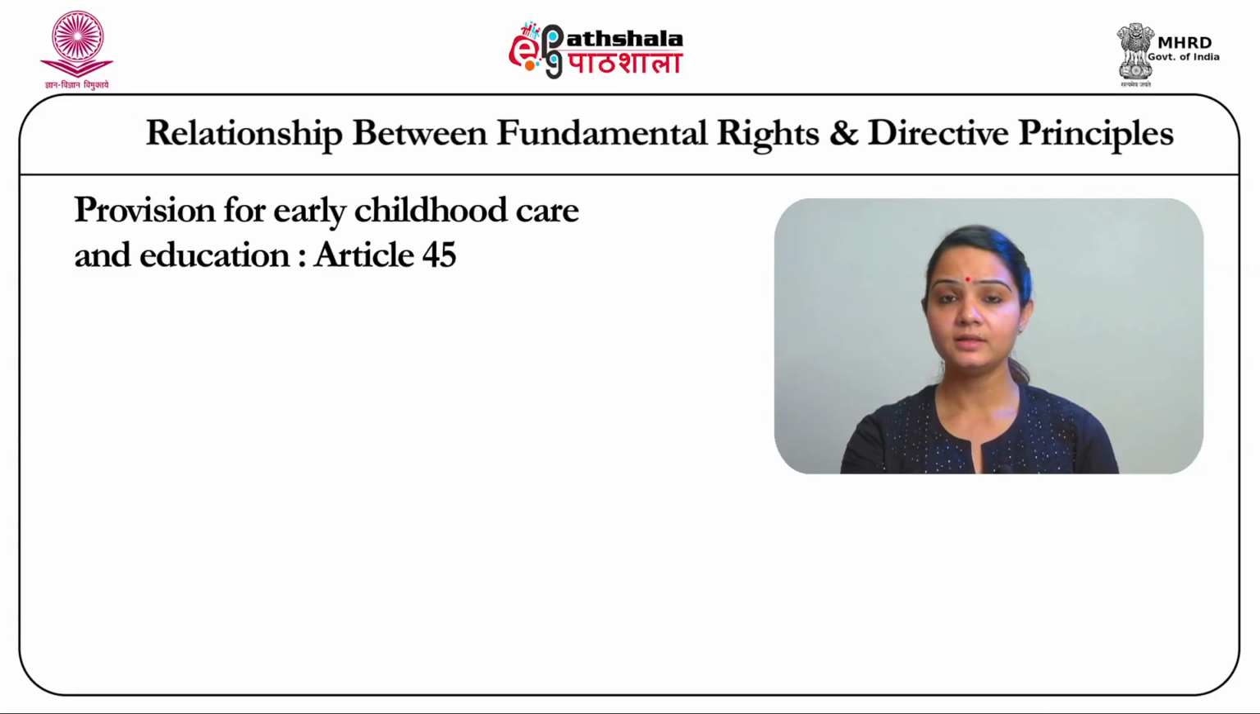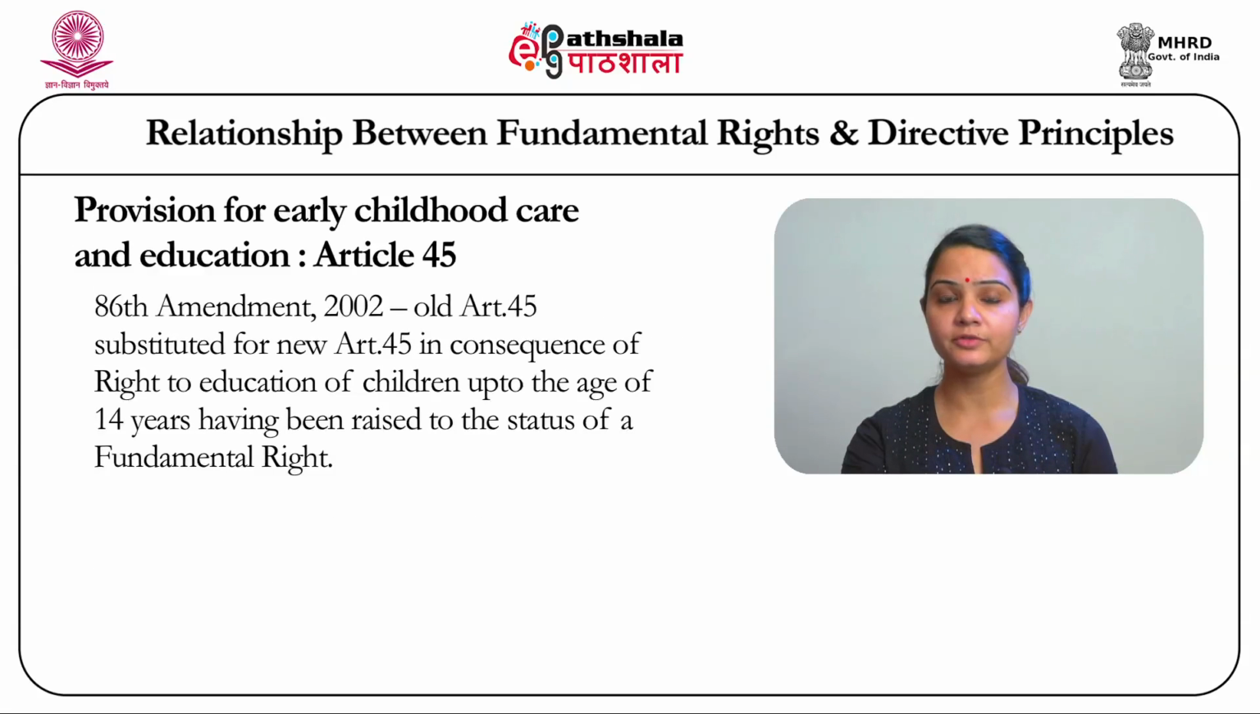Therefore, in 2002, by way of the 86th Amendment Act, Article 45 was substituted for the earlier one. The law that remains today provides for early childhood care and education to the children up to the age of 6 years. Therefore, it is a directive which has been provided to the state in order to ensure that the tender age of children is taken care of.